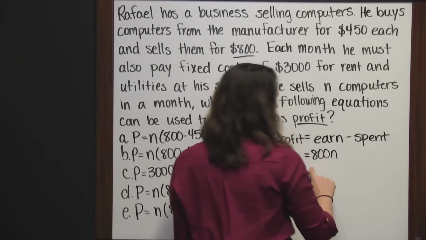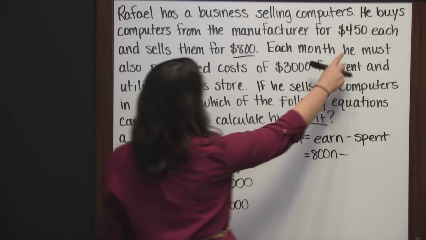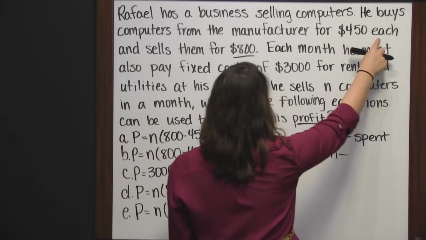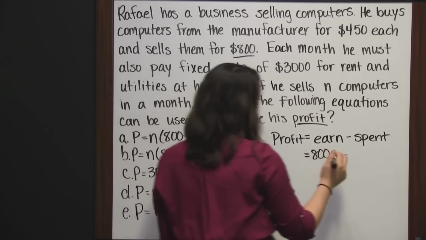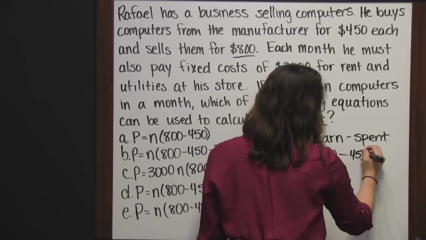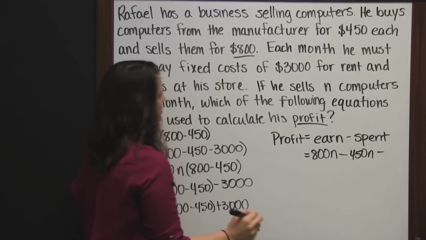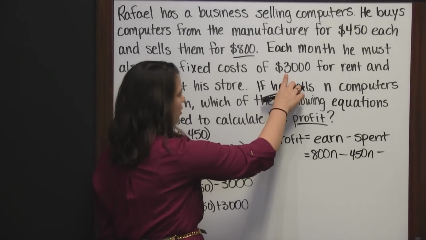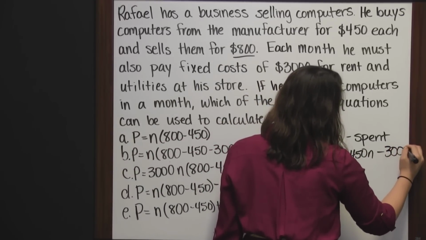So from the money he earns, we need to subtract $450 for each computer, because that's how much he has to pay the manufacturer. So minus 450 N. And we also have to subtract $3,000 flat. So just $3,000.